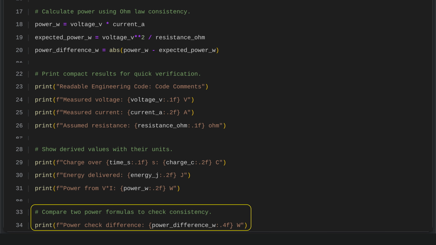The code compares 2 ways of calculating power to confirm they agree. It prints the difference to 4 decimal places, making any mismatch easy to spot. This checks whether power from voltage times current matches power from voltage squared divided by resistance.